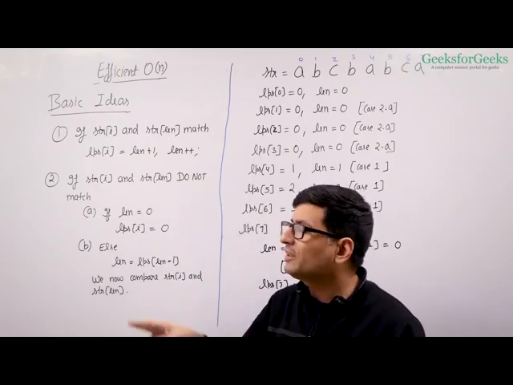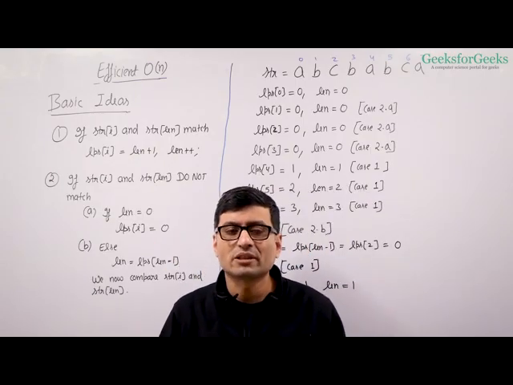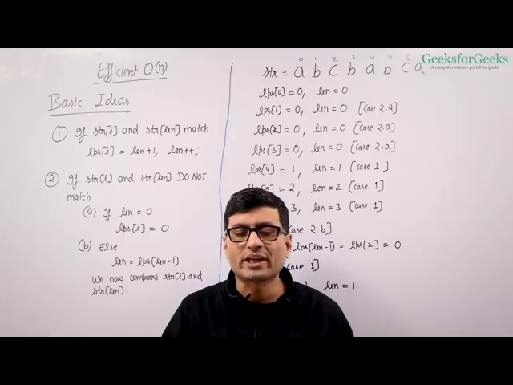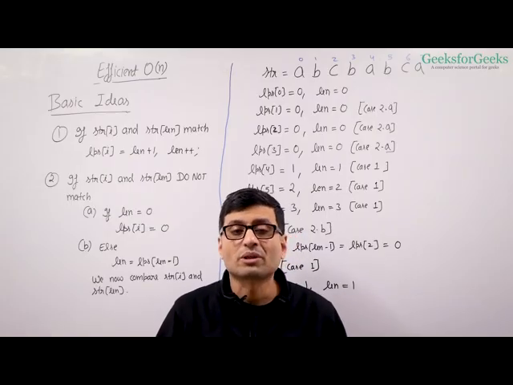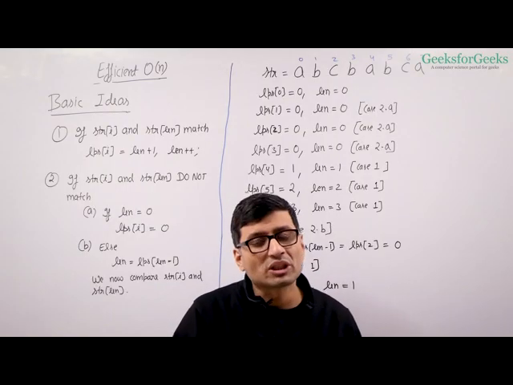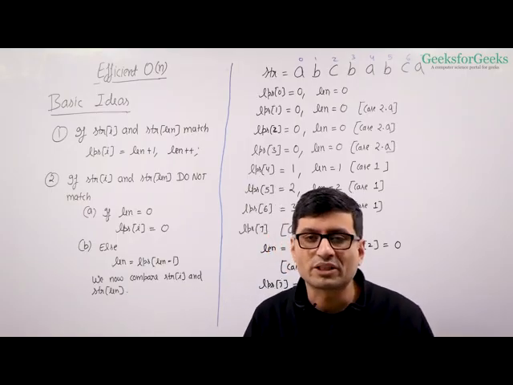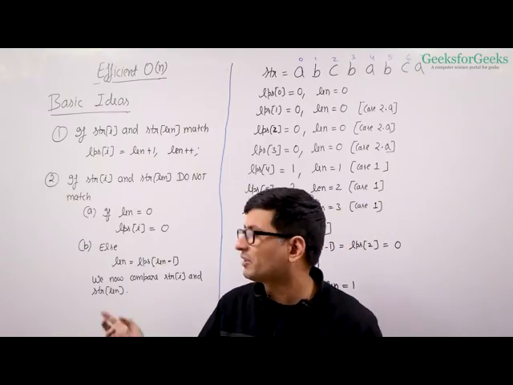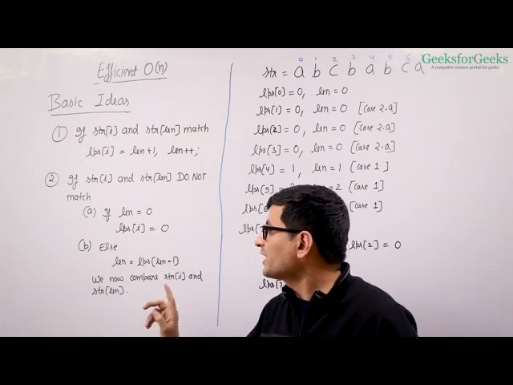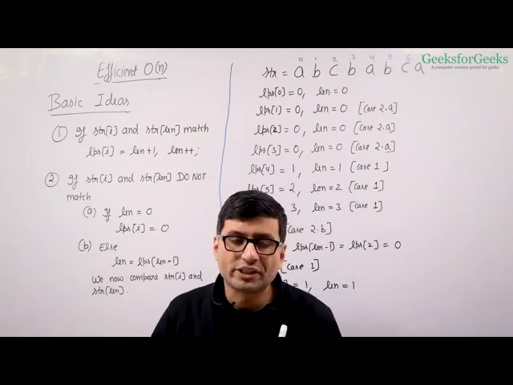If they are not matching, then there are two sub cases. If length is 0, then simply make LPS[i] equal to 0 because you have already matched the 0th character with the current character and they were not matching. So LPS cannot even be 1, right?